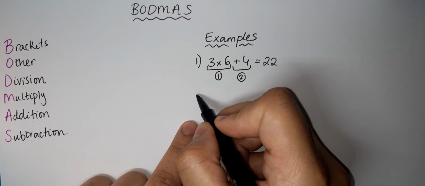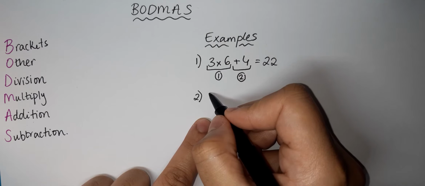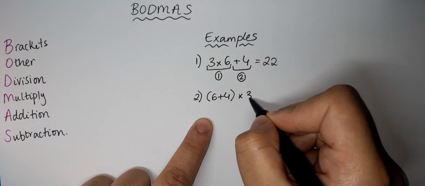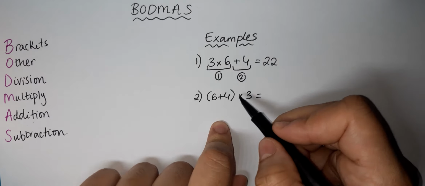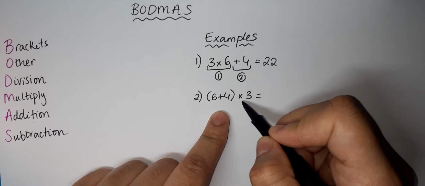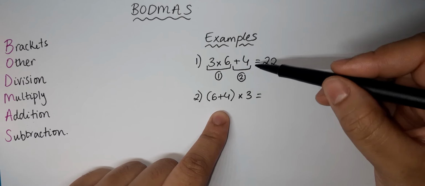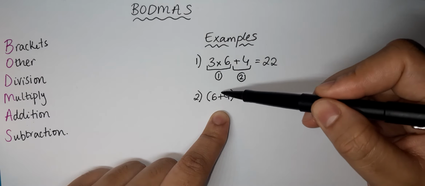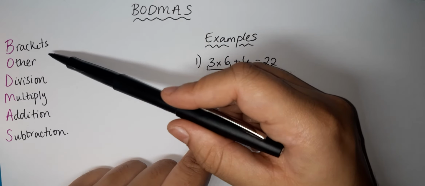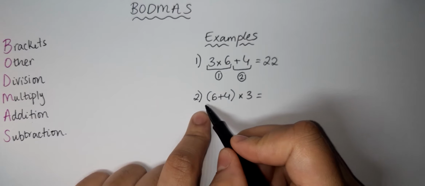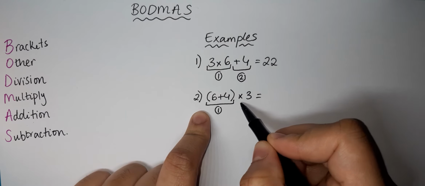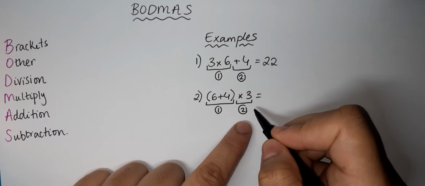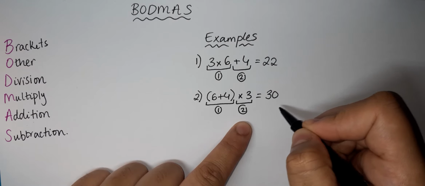Then let's do another example. In this example, we have in brackets 6 plus 4 and then times 3. So here we've got brackets, we've got an addition, and we've got a multiplication. If we look back at the first example, we did the multiplication first and then the addition. However, as we have brackets around the addition, we need to do this first because it comes first in our BODMAS. So we do 6 plus 4 first, and then we times it by 3. So 6 plus 4 is 10, and 10 times 3 is 30. So the answer is 30.